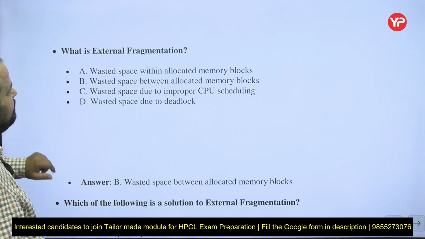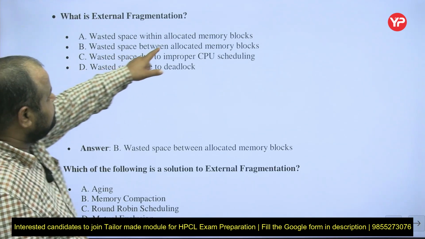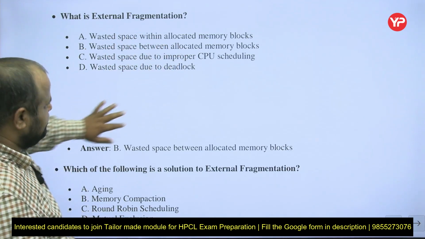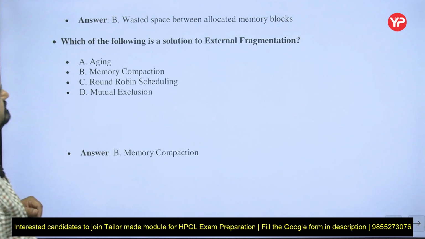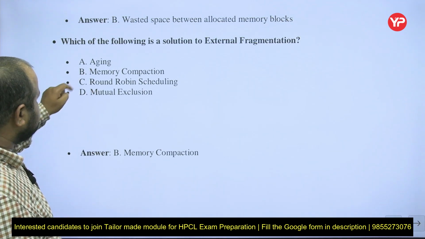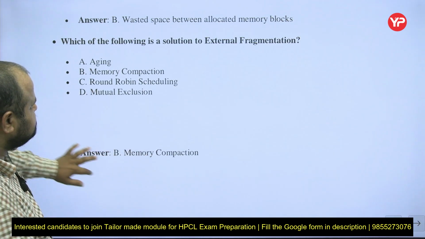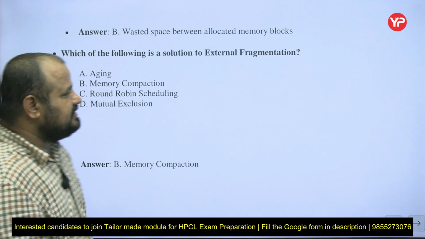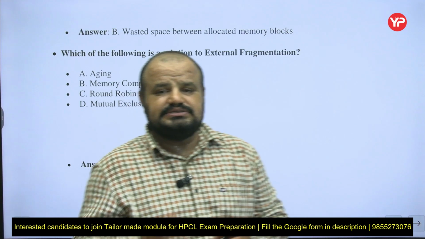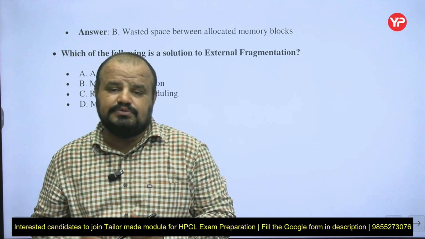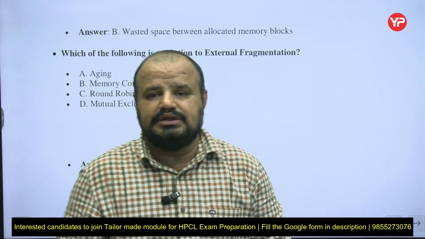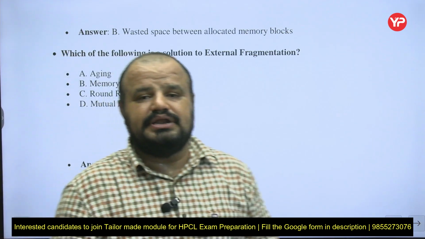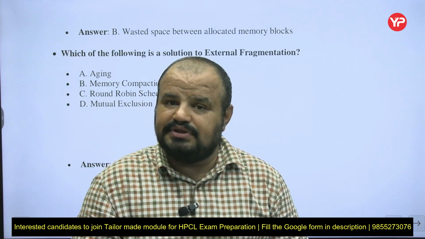What is external fragmentation? Wasted space within allocated memory? No, wasted space between allocated memory. Yes. Which of the following is a solution to external fragmentation? Compaction. Memory compaction is the technique to remove external fragmentation. So, my dear students, these are the first part of operating system from the subject of COA, computer organization and architecture. And these are some of the important terminology and important concepts which you will directly face in your exam.